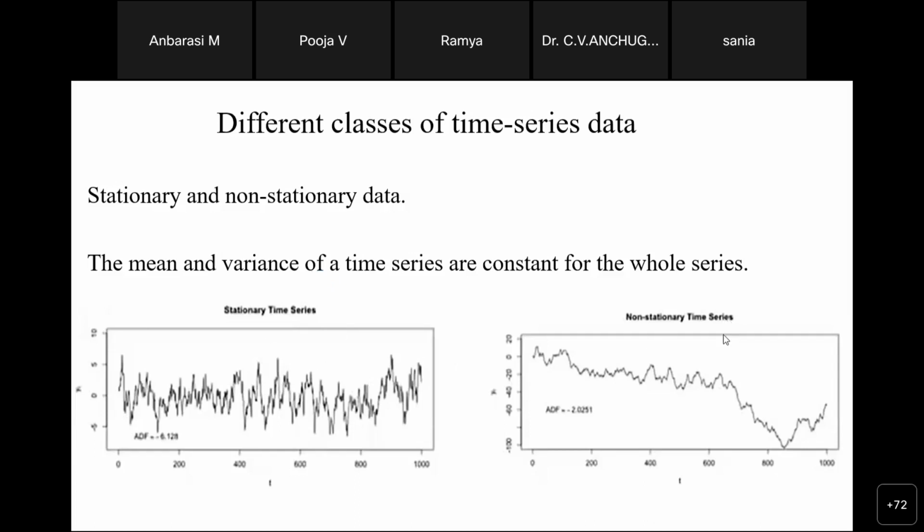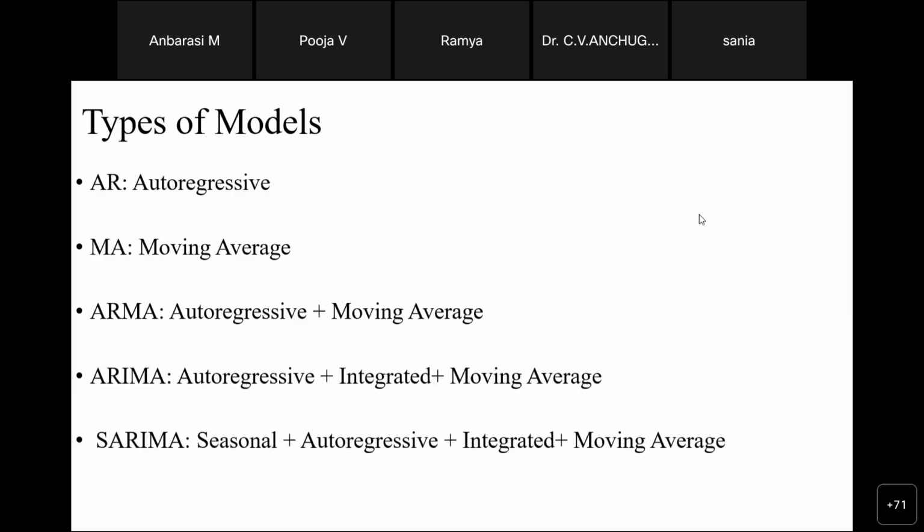And then you have non-stationary data, which, as I said already, shows the trends and the seasonal effects. Suppose, for example, if I want to find the annual sales figure for a particular company, we can find it out based on the trend, whether it is going in the upward direction or in the downward direction.